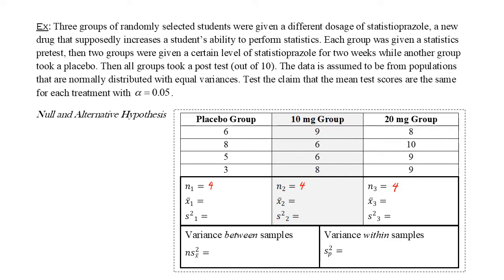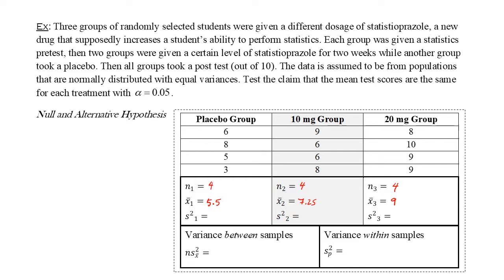If we want to compute the mean from each of these samples, we could easily do that. So here I'll write down what the mean from each of them is. Here we have a mean of 5.5. Here we have a mean of 7.25. And here we have a mean of 9.